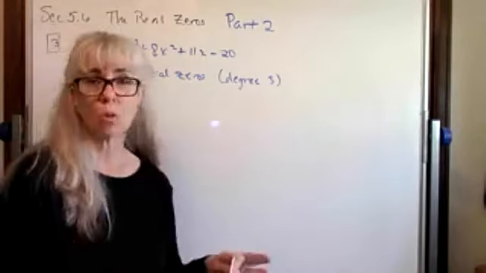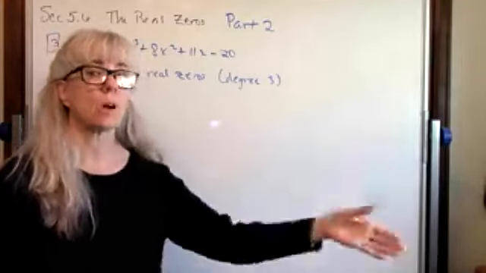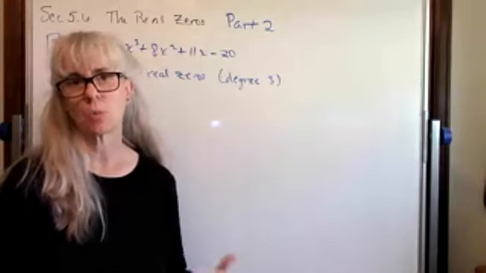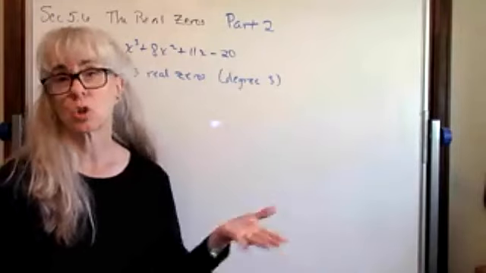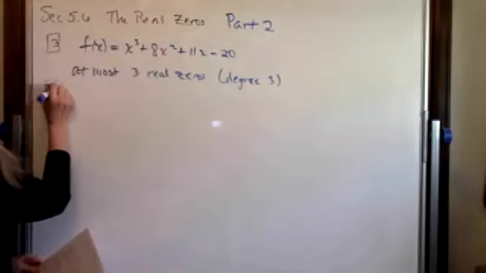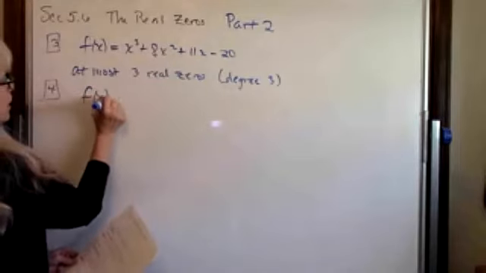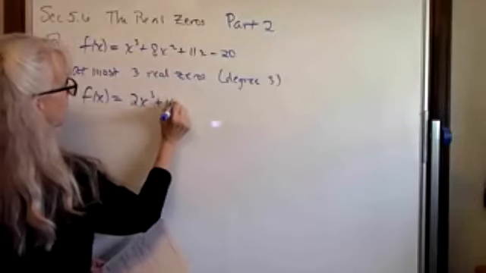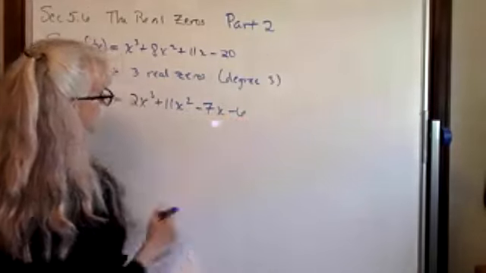The issue is, we know that if we use synthetic division and we get a 0 at the end, we found a factor. But how am I going to know what numbers to try in that synthetic division process? The rational zero theorem gives us a list of numbers to try. So in example 4, it says, list the potential rational zeros of f of x equals 2x cubed plus 11x squared minus 7x minus 6.